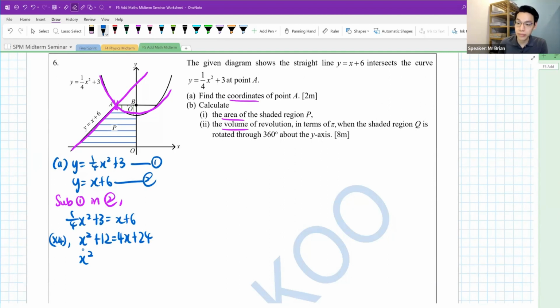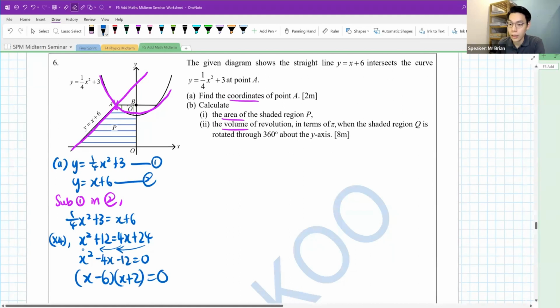Arrange nicely. X squared first, and then your x, and then you move 24 over. Calculator if you need to. 12 minus 24 becomes minus 12. Okay, the rest you all know what to do. Factorize. You will get these two answers.